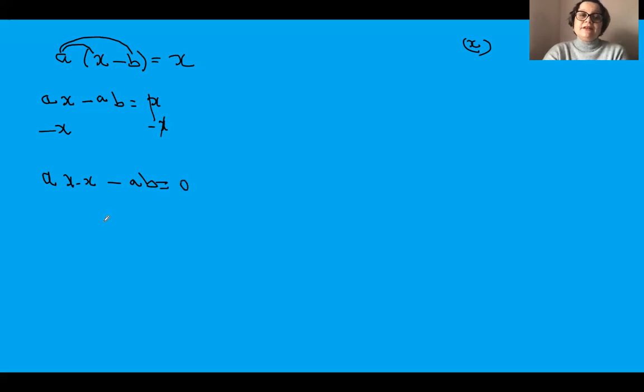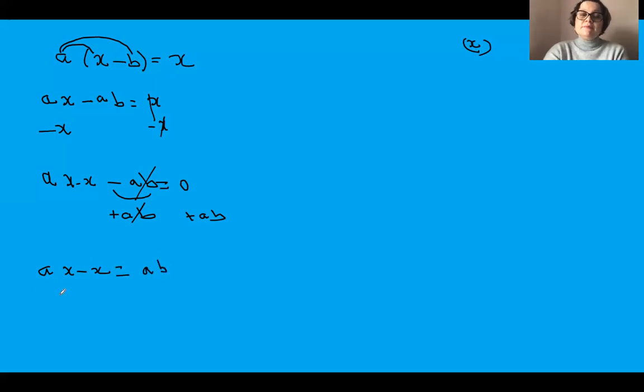Right. The next term I'm going to get rid of is minus ab, together with the sign. And how do I get rid of minus ab? By doing the opposite operation. So plus ab on both sides. Plus ab, plus ab, and then cancel them out. So I'm going to have ax minus x equals ab.